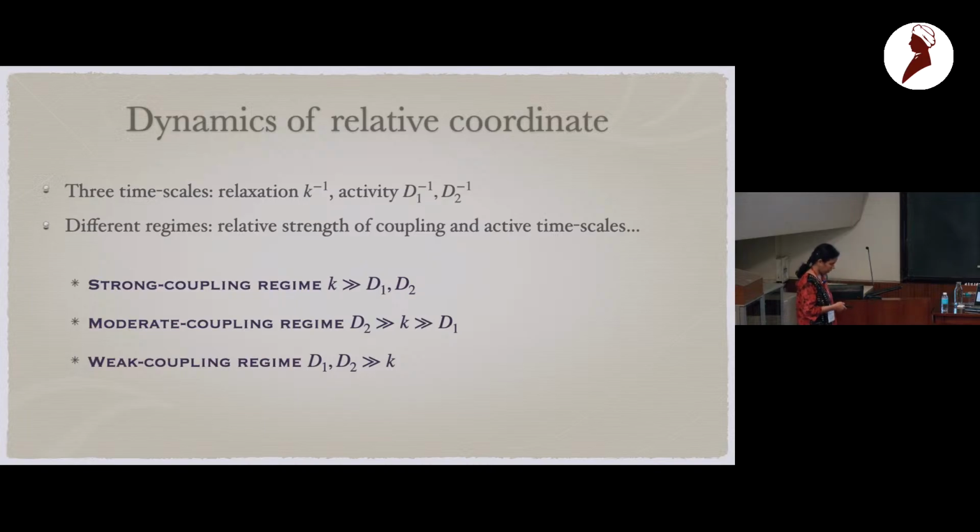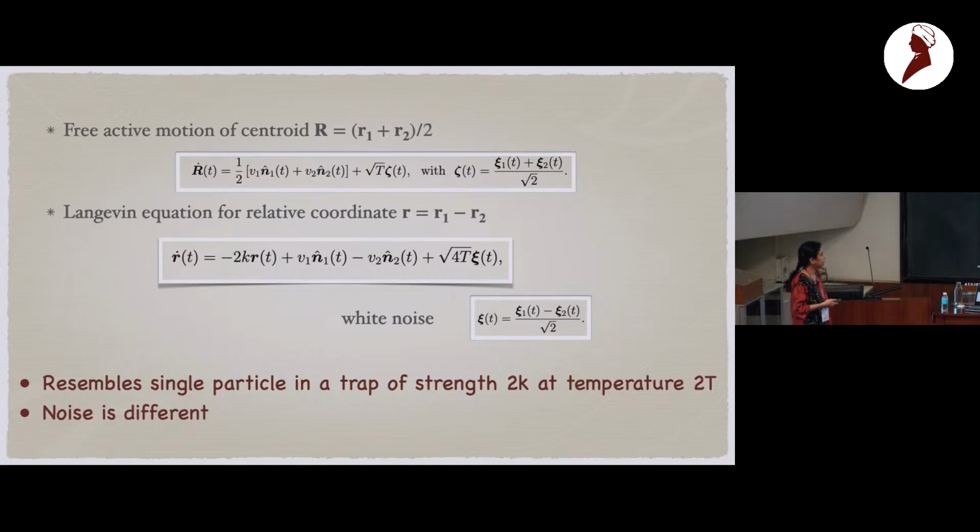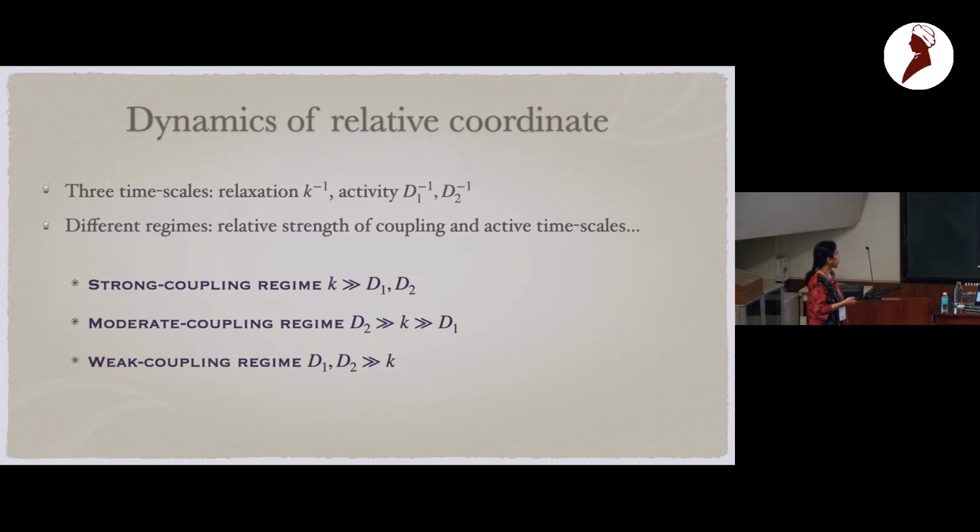So this equation has three inherent time scales. One is this K inverse, that's the relaxation time scale of this coordinate in the trap. And then the time scales associated to these two active noises, D1 and D2. It turns out that depending on the relative strengths of these three time scales, we can get three very different behaviors. So we have this strong coupling regime, where this trap strength K is much larger than both the activity parameters. So the time to relax is much smaller than the active time scales. That's the strong coupling regime.